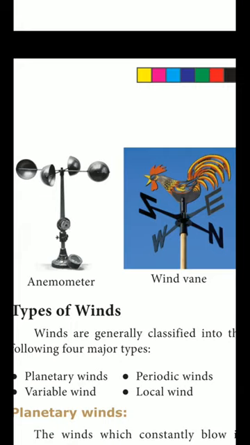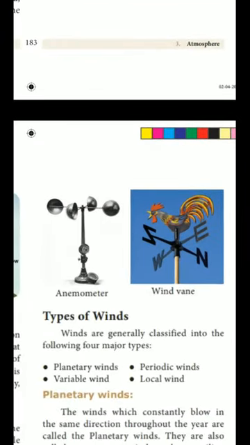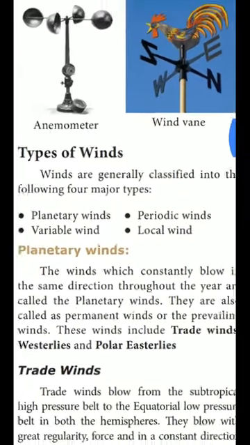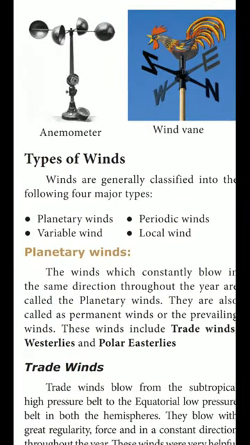Okay, what are the types of wind? There are four important types of wind. There is one detailed question also. Explain about the planetary winds, or explain about this type of wind. So winds are generally classified into the following four major types. Do you know what are the four major types of wind? Planetary winds, periodic winds, variable wind, and local wind. Listen once again. There are four types of wind. They are planetary winds, periodic winds, variable wind, and local wind. So listen carefully, one by one we are going to learn in detail.